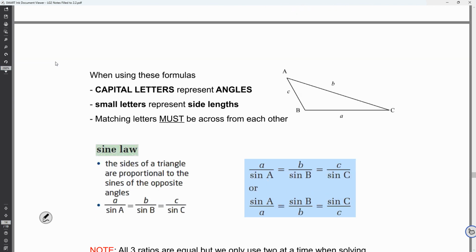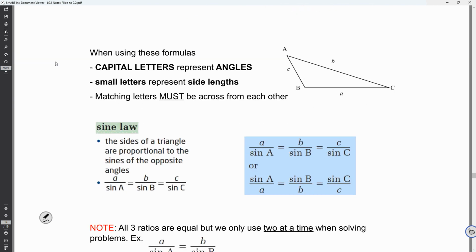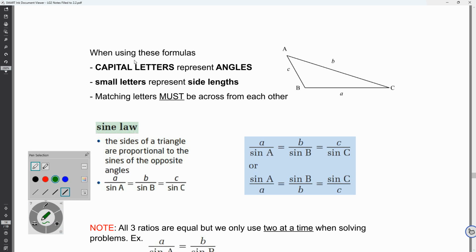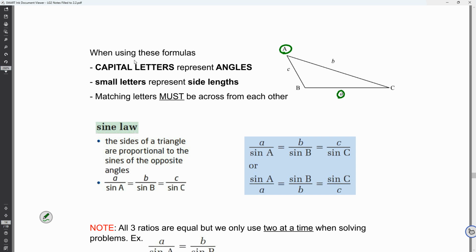Pretty easy formula. Now, when we're using these formulas, the capital letters should represent angles, and the small letters should represent side lengths. The matching letters must be across from each other as well. So this is what we mean by labeled properly. So we have the capital letter A, that's an angle, and the small letter a is our side length. They have to be across from each other.